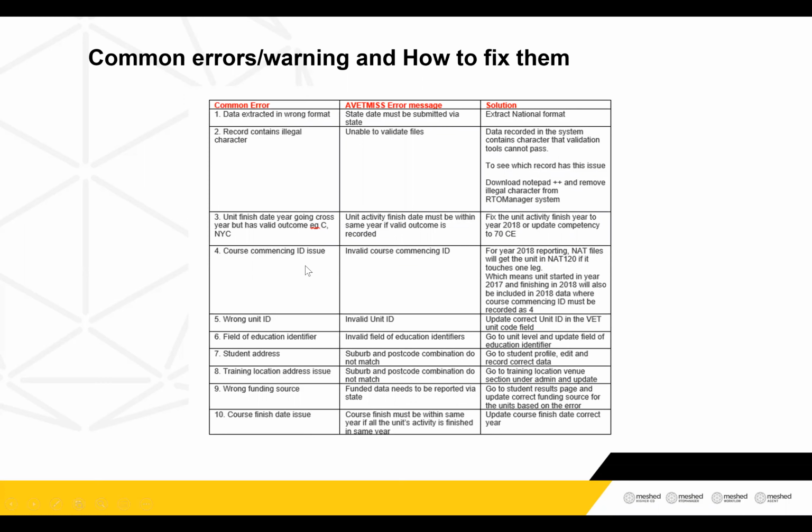Now another one is course commencing ID. Same with the course commencing ID. The system will record number 3 as a commencing ID for a course, or number 8 for a unit of competency. And if they are continuing students, you must change it to number 4.